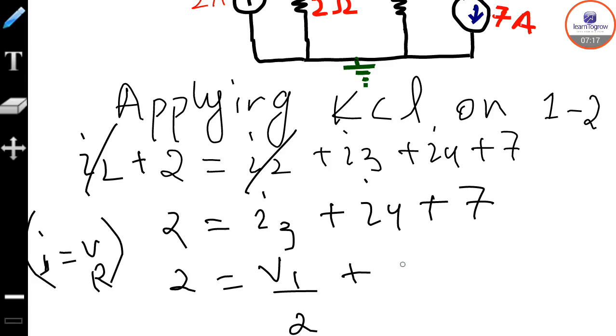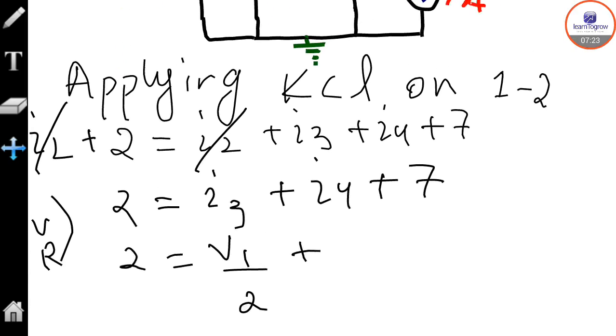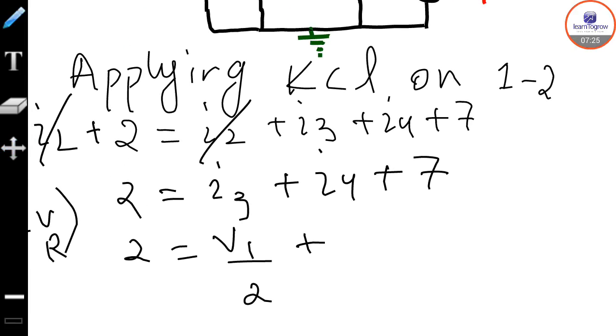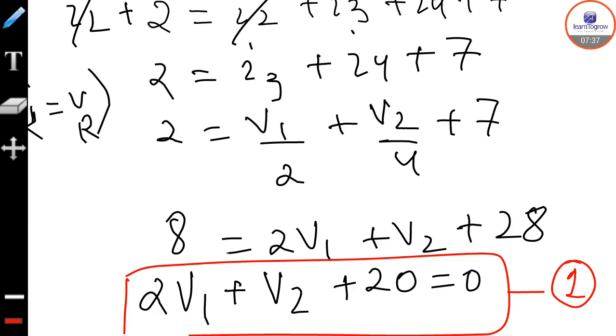Okay. And then I4, what will be I4? I4 is this V2 over 4. Okay. V2 over 4 plus 7. Now our equation will be in terms of V1 and V2. This will become... here you can see that we have got our first equation in terms of voltages V1 and V2.